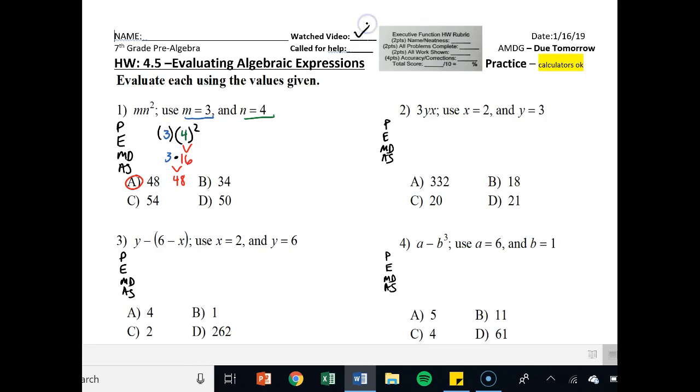You watched the video, go ahead, check off. This is due tomorrow. Calculators are okay. How do you show work? I put in a problem just like problem number 1. We're going to plug in our very first step, and then we're going to use order of operations and show our work, circle our answer.